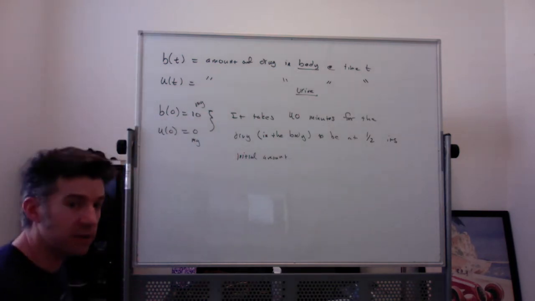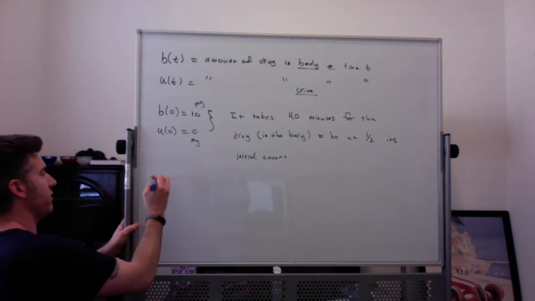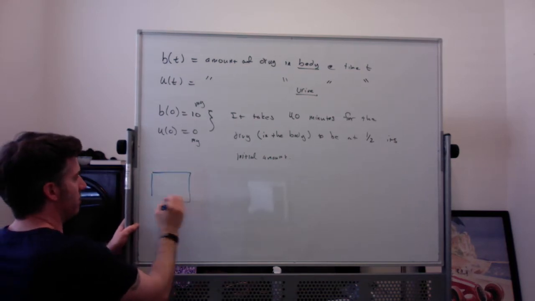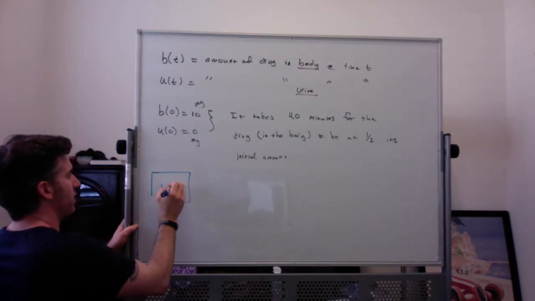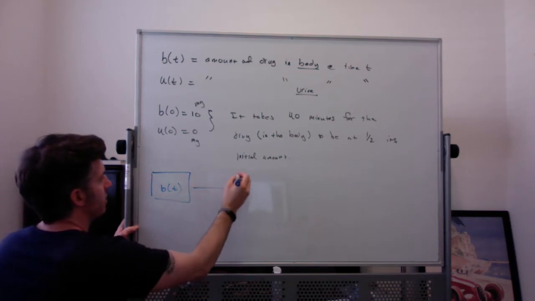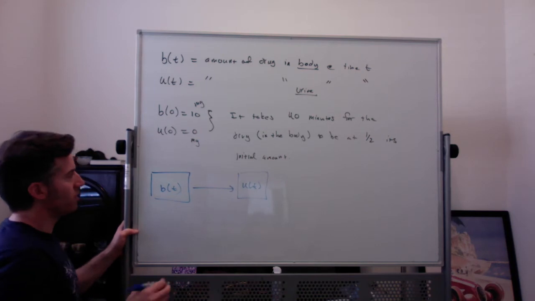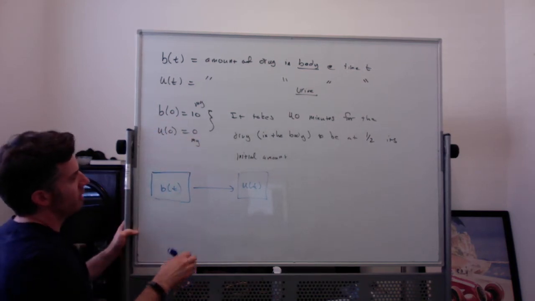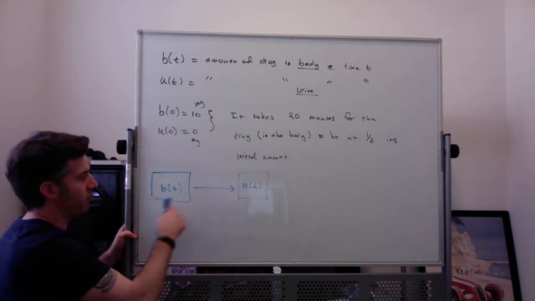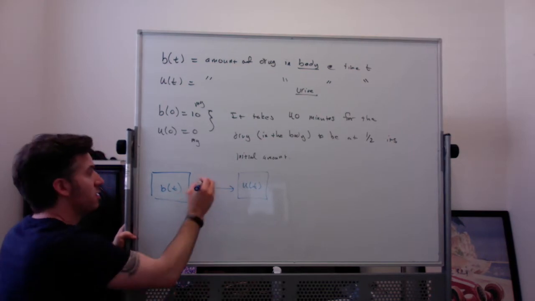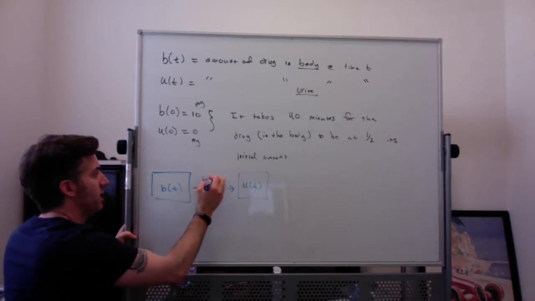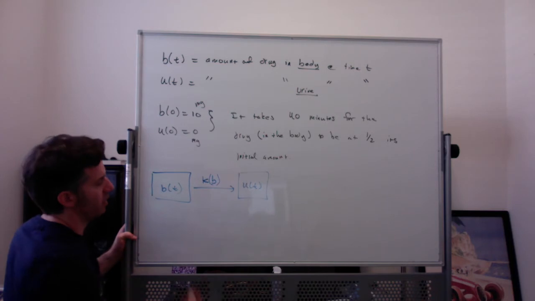You can set up a compartment diagram for this to get the differential equations. It's really kind of the most basic one possible. So here's the amount of drug in the body. Here's the amount of drug in the urine. And we know that B of 0 is 10, U of 0 is 0. And it's going into the urine at a rate proportional to how much is in the body. So you've got some K times the amount of drug in the body, which is B.